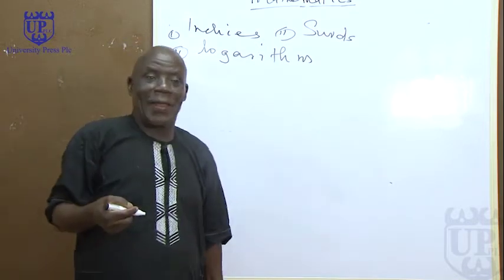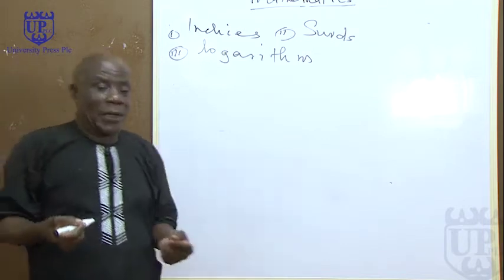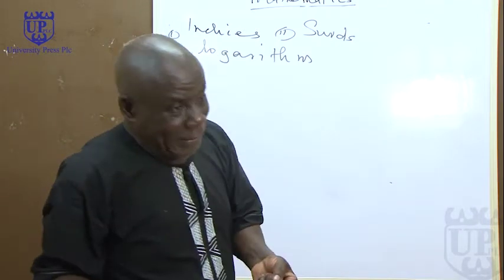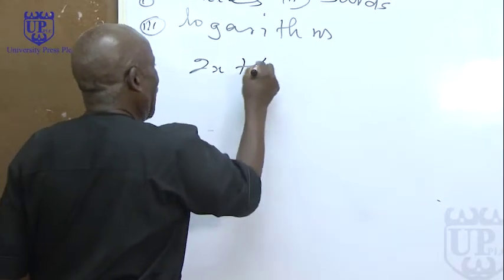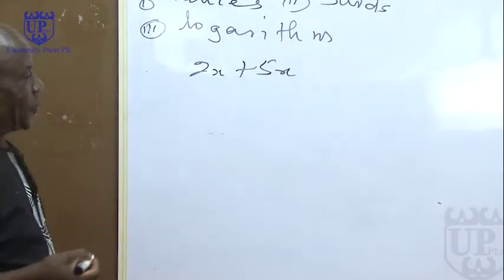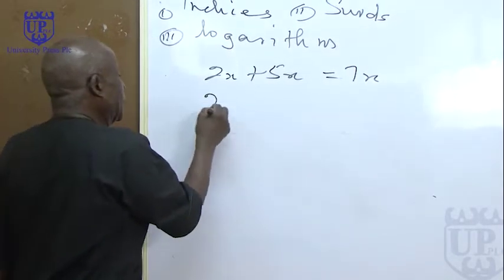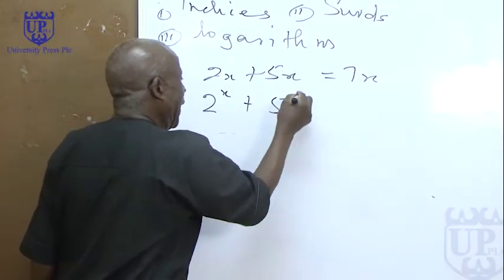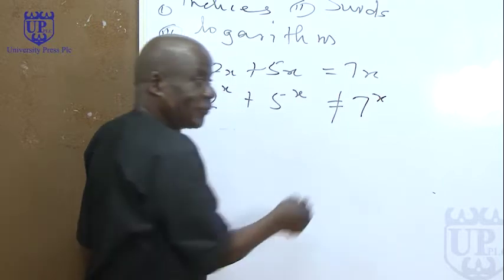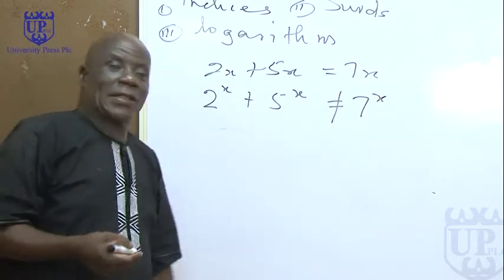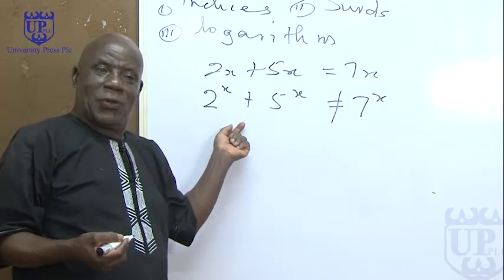Indices are what we call exponential expressions. We have algebraic expressions. We have trigonometric expressions. Now, I want you to note this: 2x plus 5x. This is an algebraic expression, and you can say this is 7x. But 2 raised to power x plus 5 raised to power x will never be equal to 7 raised to power x. The two expressions are not the same. The first one is algebraic, while the second one is exponential.